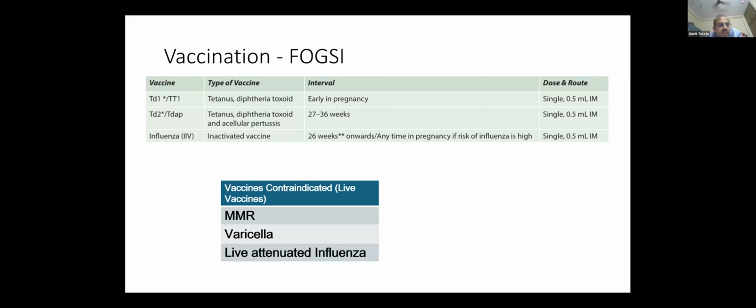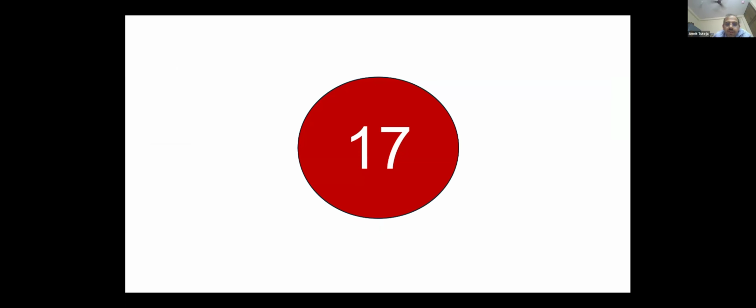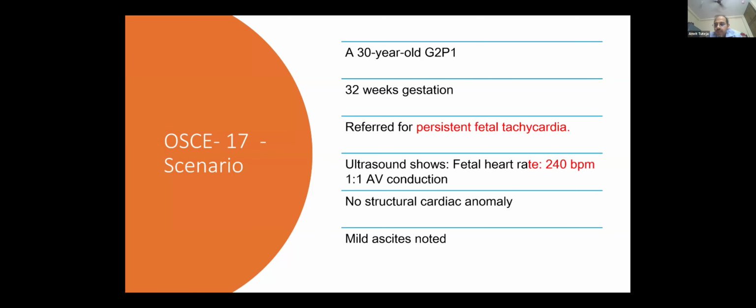So vaccinations are the same: Tdap and influenza are given, and contraindicated are all the live vaccines. Next question. Only four questions are left. This is on fetal tachycardia. 32 weeks of gestation, there is fetal tachycardia.